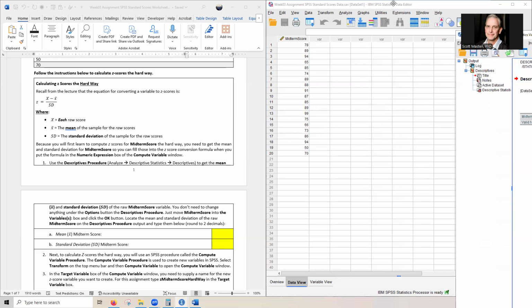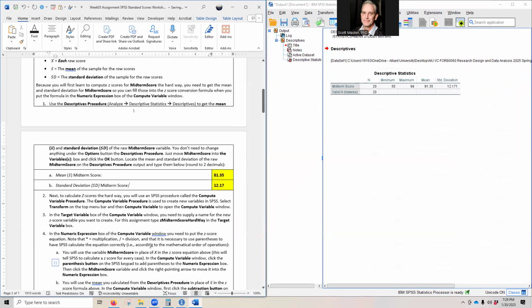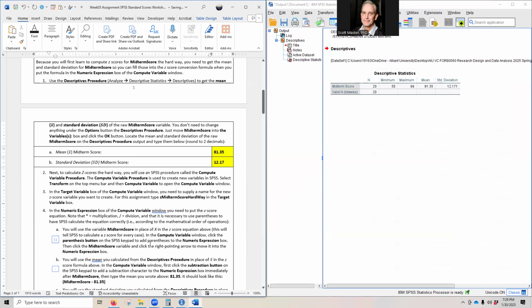Oops, let me throw it over here. There's our mean and our standard deviation, and we're supposed to round to 2 decimals. So our mean is 81.35, our standard deviation is 12.17. And the big reveal. All right, so now we're actually going to go ahead and calculate z-scores the hard way.